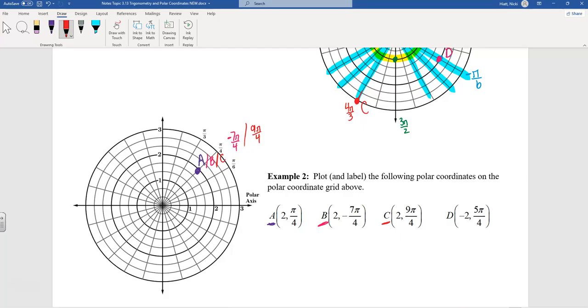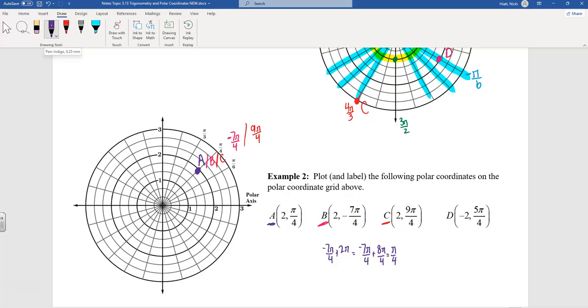So let's look at it here. Pi over 4, 2. Were you guys all good getting A in the right spot here? Pi over 4, you go out 2 circles. So negative 7 pi over 4 is not on our unit circle, right? But I could do negative 7 pi over 4 plus 2 pi to get a value that is on the unit circle, which is negative 7 pi over 4 plus 8 pi over 4. And that is pi over 4. You're going in the negative direction, 7 pi over 4. You end up in the same spot, right? Same radius. 9 pi over 4.